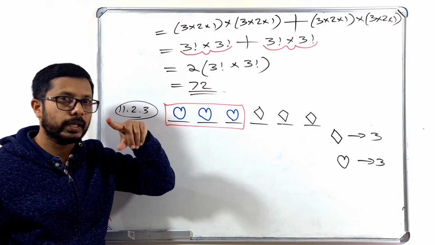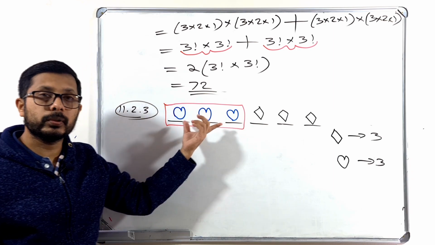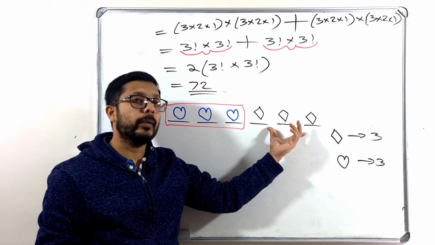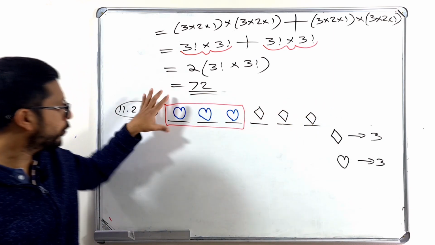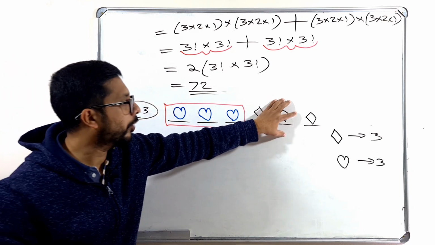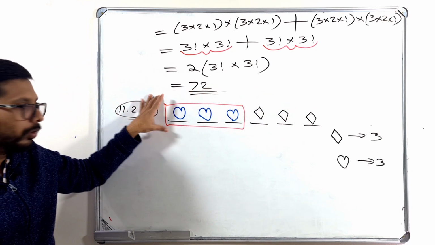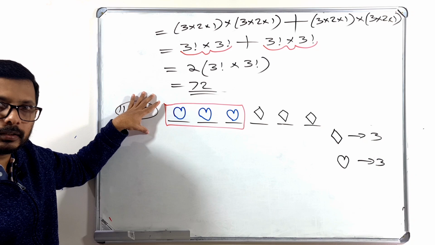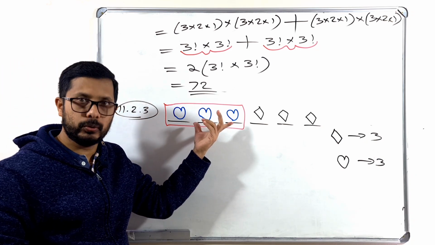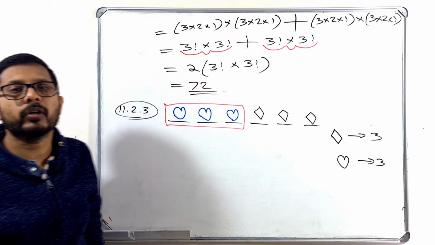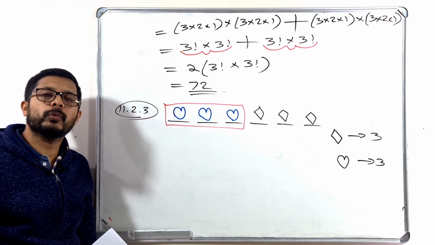So don't think that since these 3 hearts are together, definitely these 3 diamonds are together. No, it's not like that. This diamond you can put here, this diamond you can put here, or these 2 diamonds you can put here. They just want these hearts to be together, that's all. So you have to find the probability of how many possibilities.